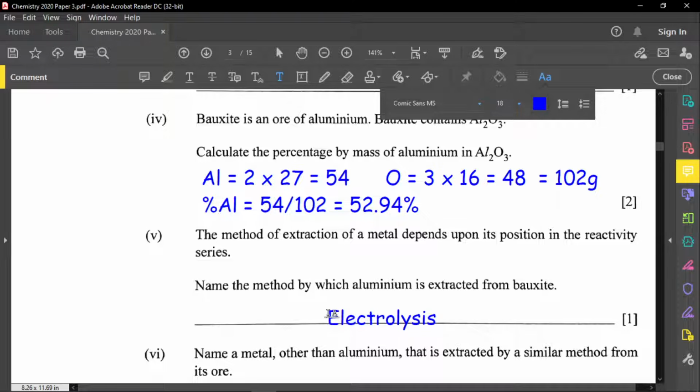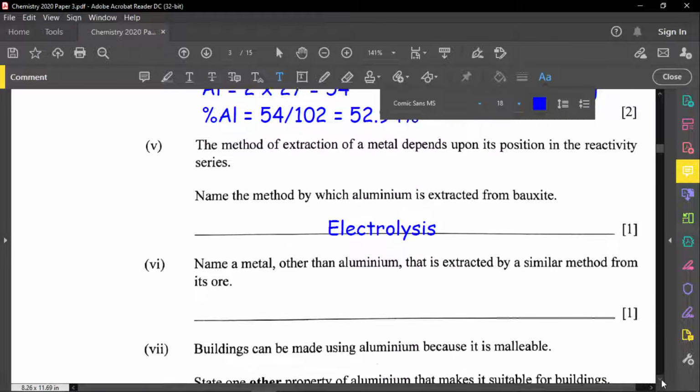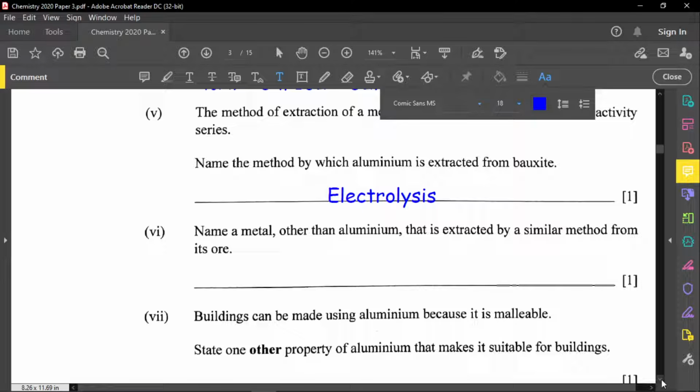So this is electrolysis. All right, so great. Now, the next part of the question said: name a metal other than aluminum that is extracted by a similar method from its ore. And this could be sodium and even calcium. So it could be sodium. I'm going to put calcium as well, which is another option there. I'm just giving extra information right here. They only ask for 1. Great. Let's move on to the next question now.